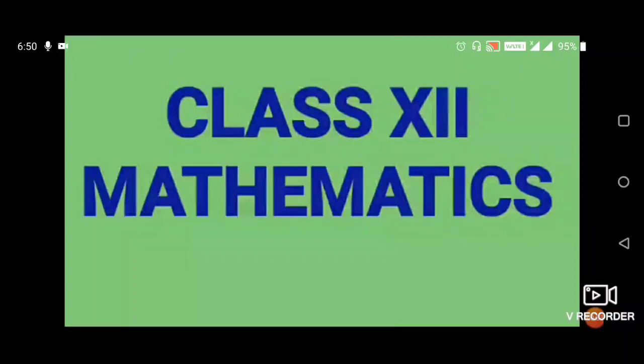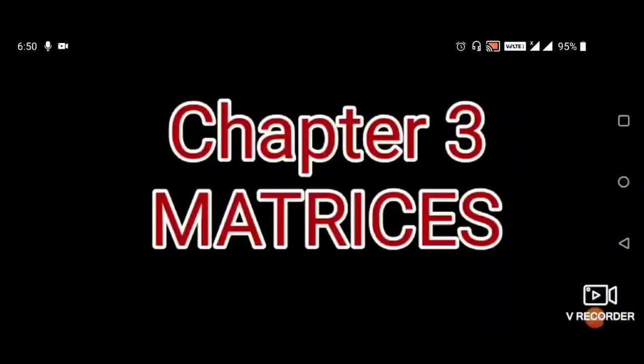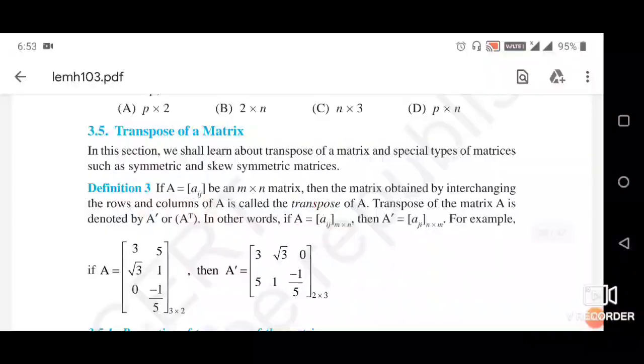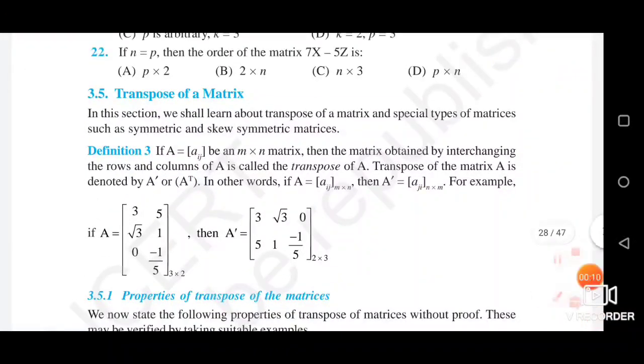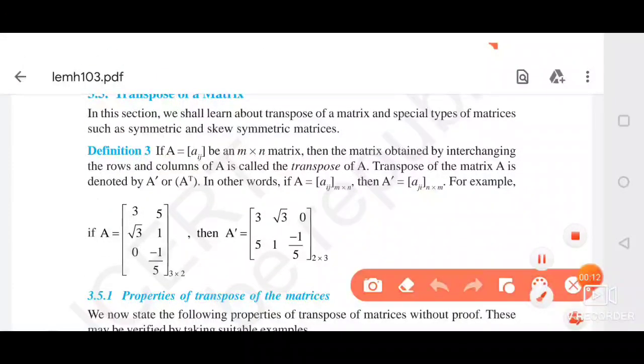Here we are doing the chapter Matrices. So today we will start transpose of a matrix. Here we are starting transpose of a matrix and it is on page number 83. Before going to the definition, let us see the example given here.